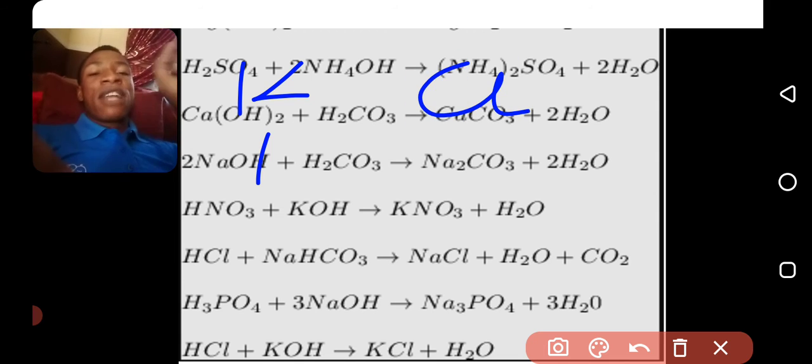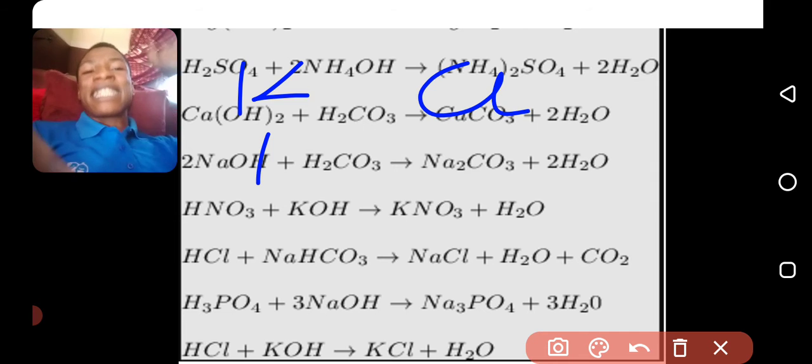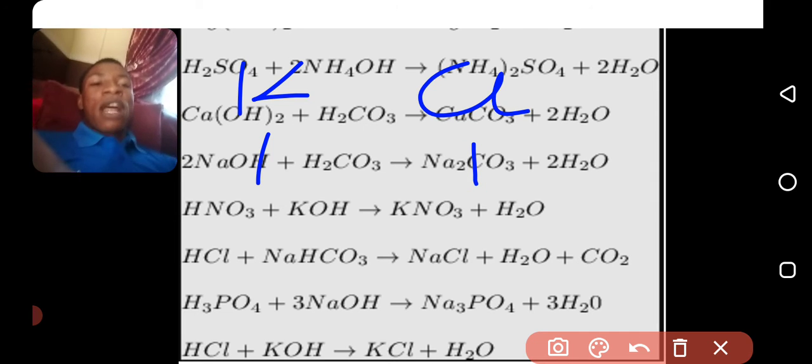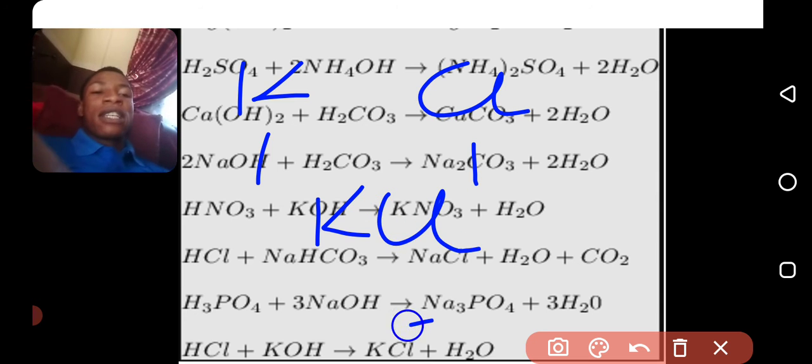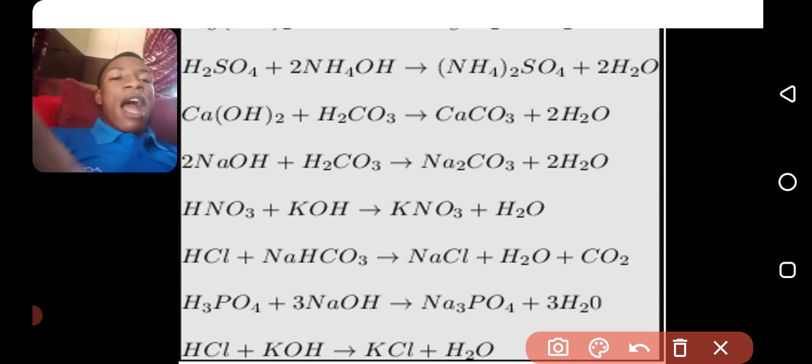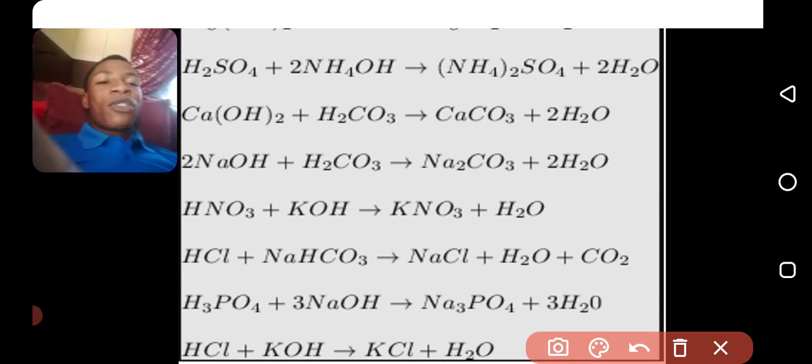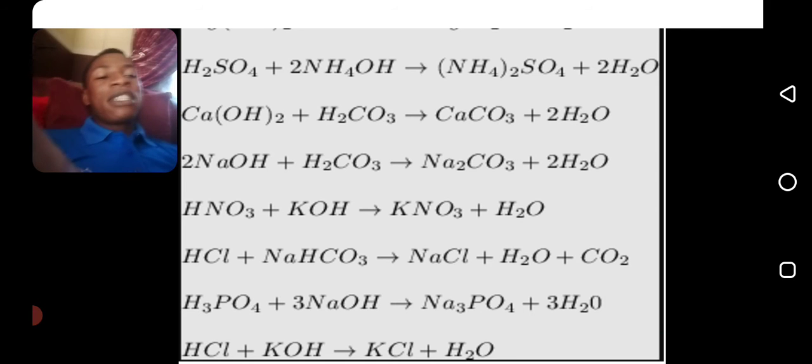Cl also has a valency of 1 from 2, 8, 7. 8 minus 7 is 1. So that gives us KCl. So we are saying KCl in this place and water. So that's how you do acid-base reaction.